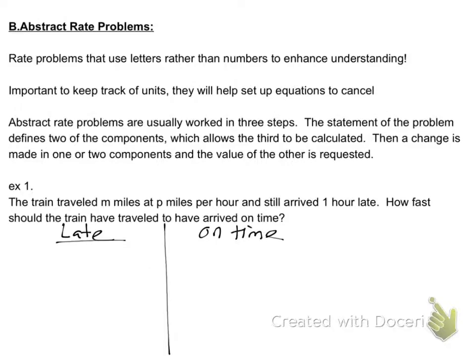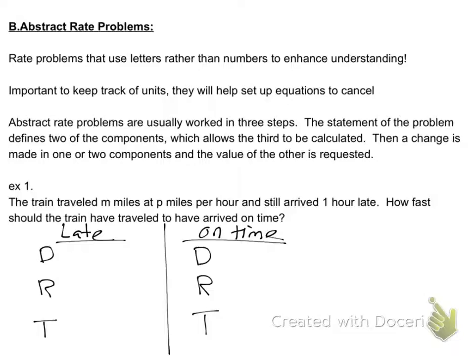I'm going to create 2 columns for this. A late column, an on time column, and in my late column, I have a distance equals a rate times time. There's a distance, there's a rate, and there's a time. And the thing about it is that there's also a distance, a rate, and a time in being on time. I'm going to first fill in the original information when I was late, or the train was late.